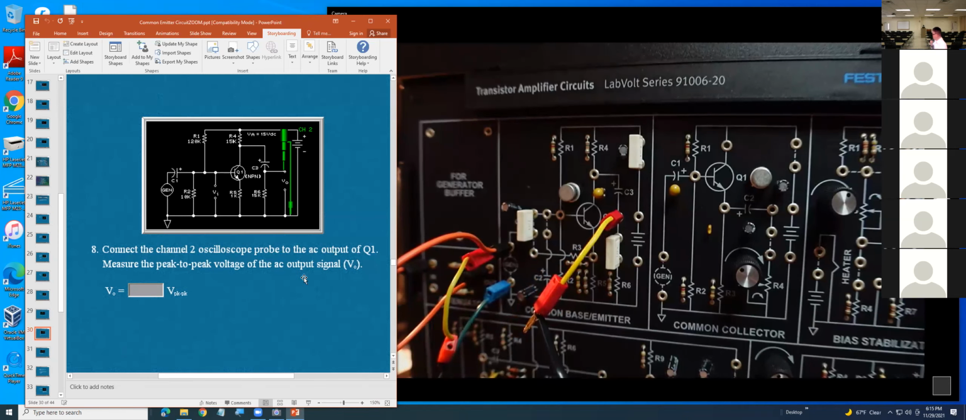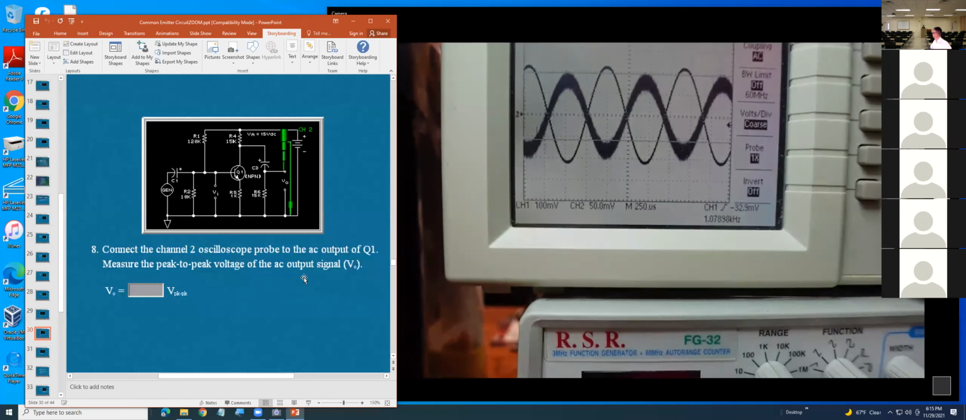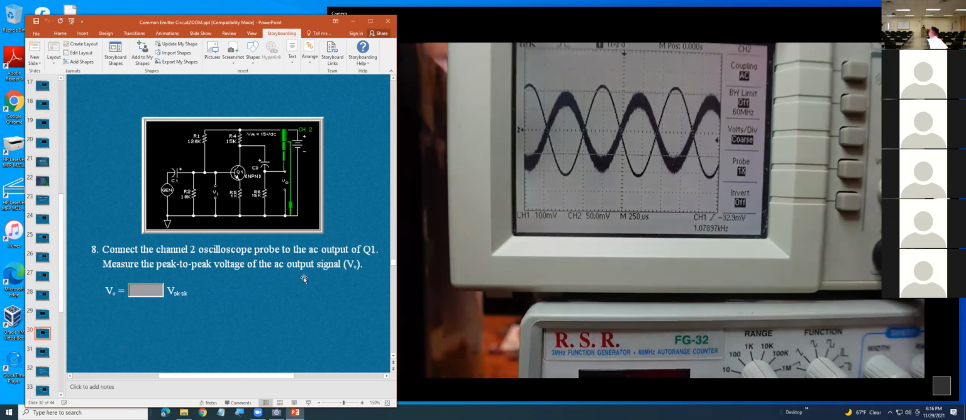Okay, now I turn on channel 2. So you can see channel 2. Now you can see here. Okay, automatic measure.